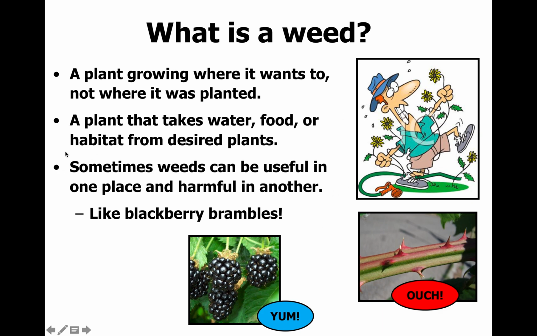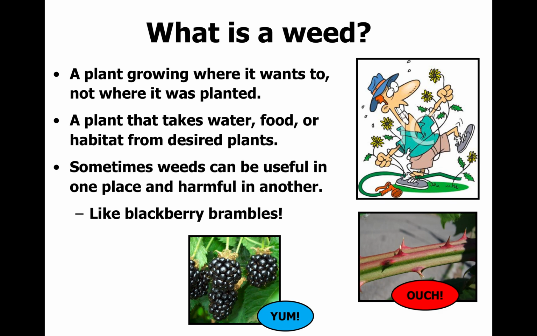A weed is something that is growing where it wants to and not where it was planted, so it can spread around. It takes water, food, or habitat from desired plants. If you have seen any of these big blackberry bushes, you'll see that they're everywhere and they take up a ton of space from native species.